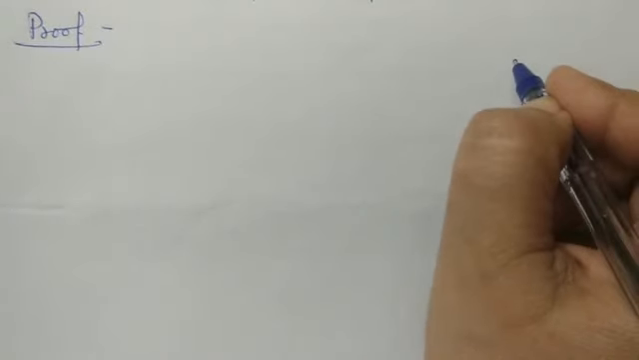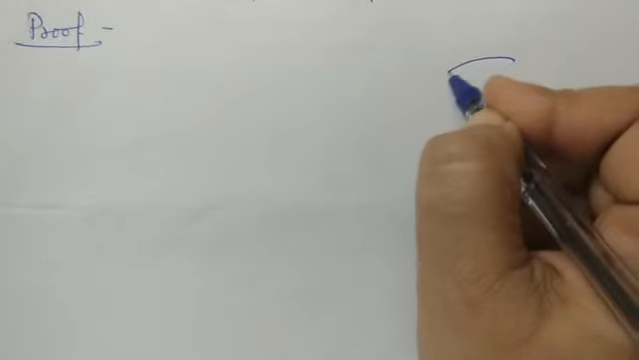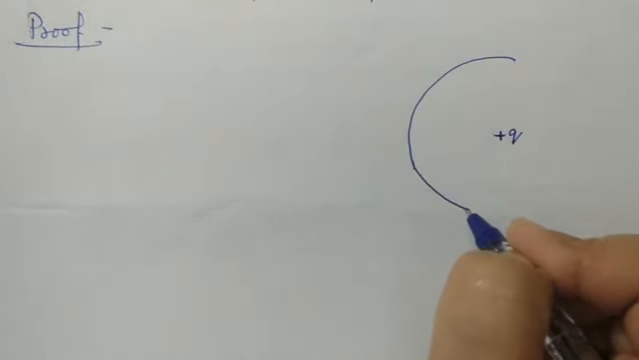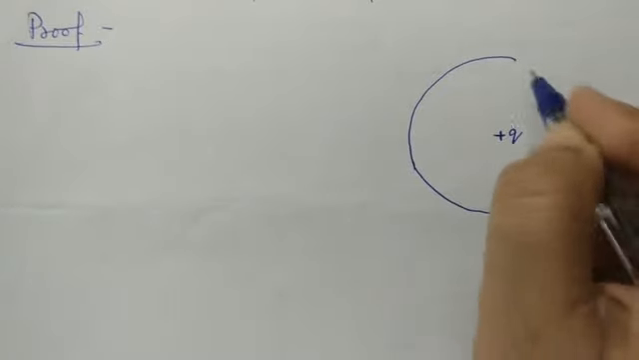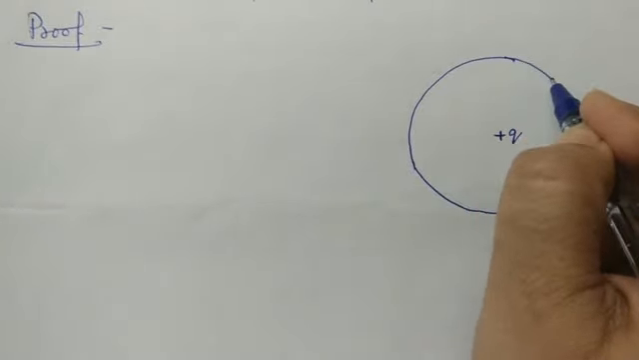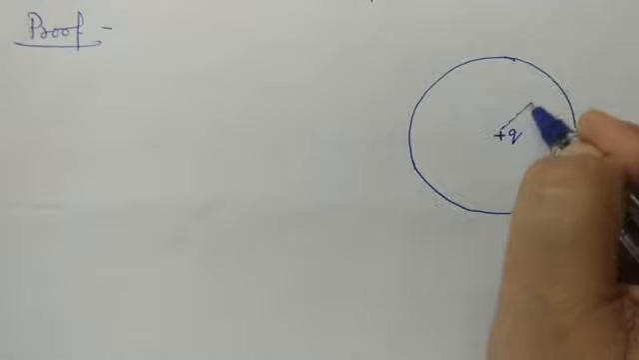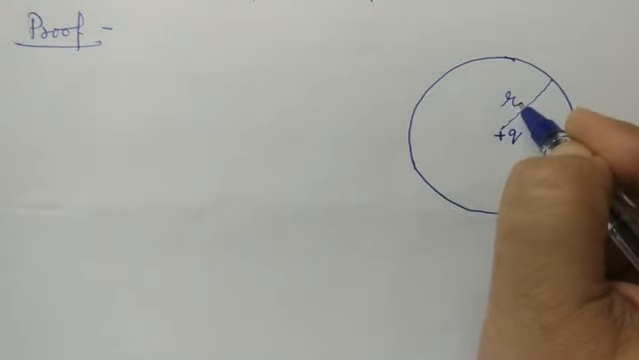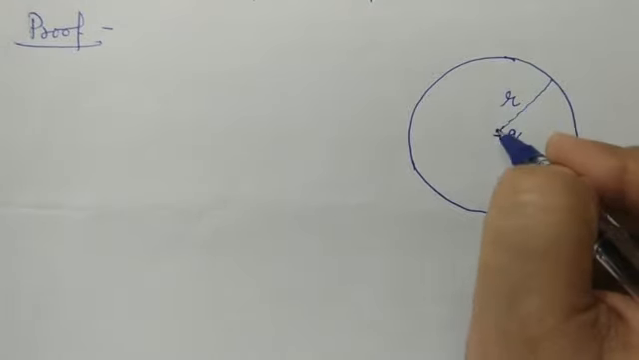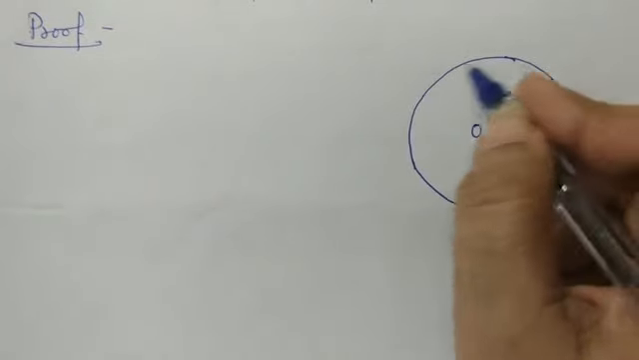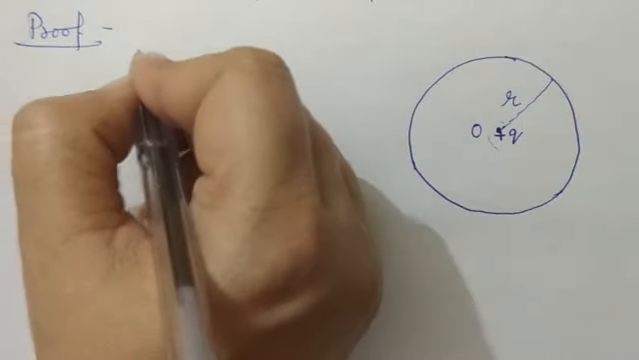And around it, we consider a Gaussian surface of spherical shape, radius R. This position is O. Here is a plus Q charge and around it we have taken a Gaussian surface of spherical shape.